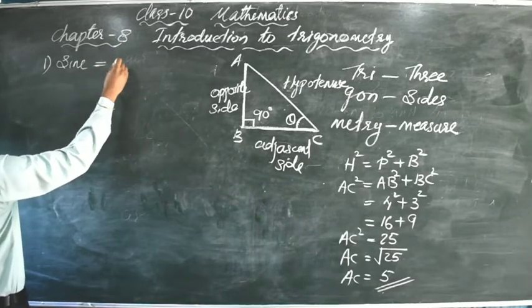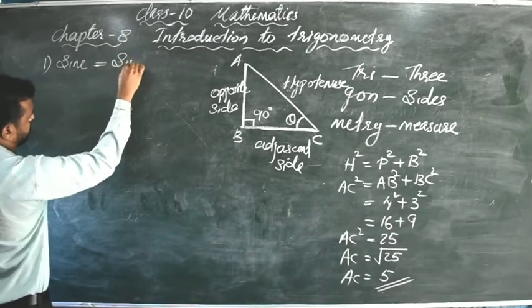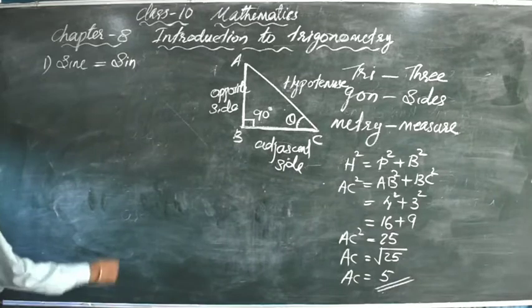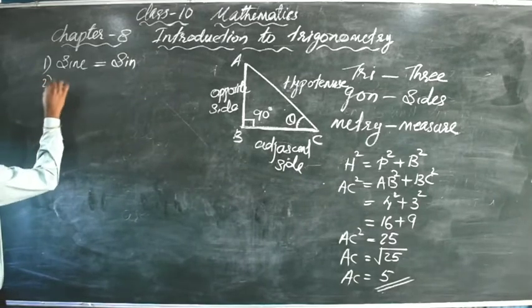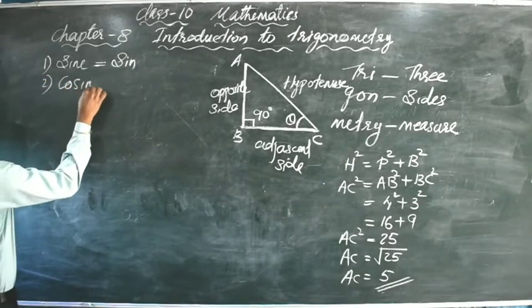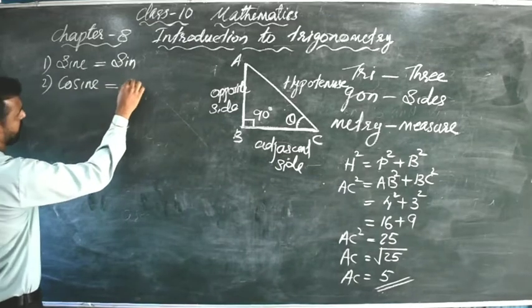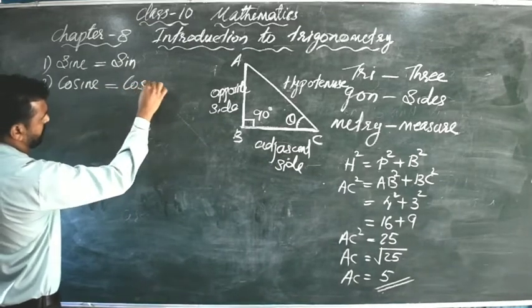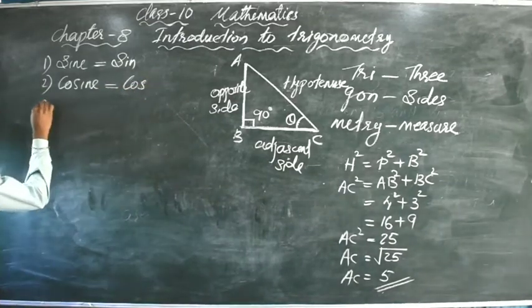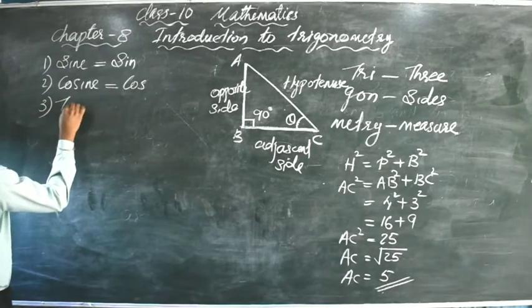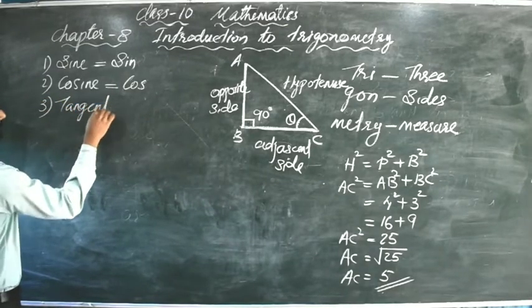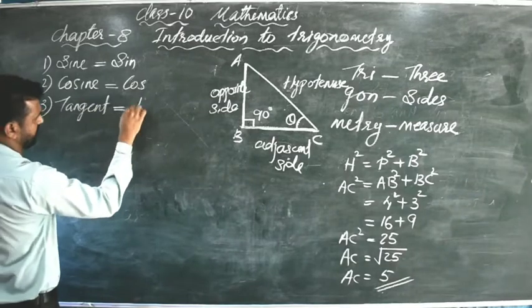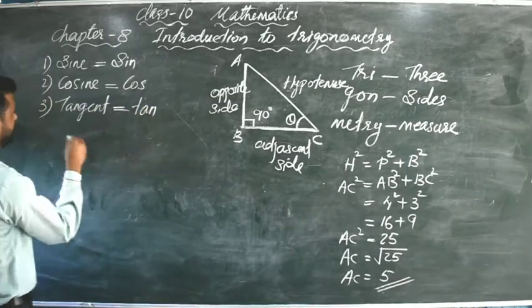S-I-N-E. Short form we used to write it as sine, that is S-I-N. Second one is cosine. Short form we used to write it as cos. Third one is tangent. Short form it is tan.